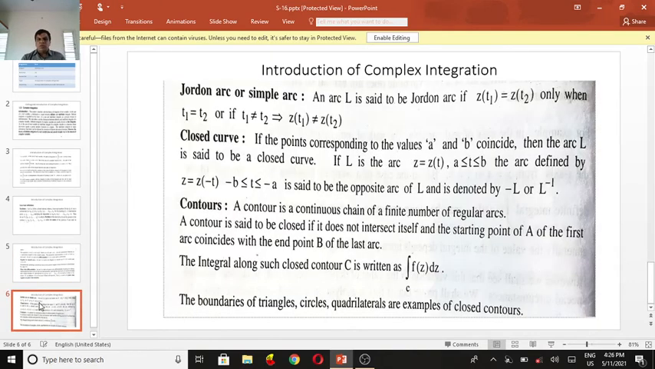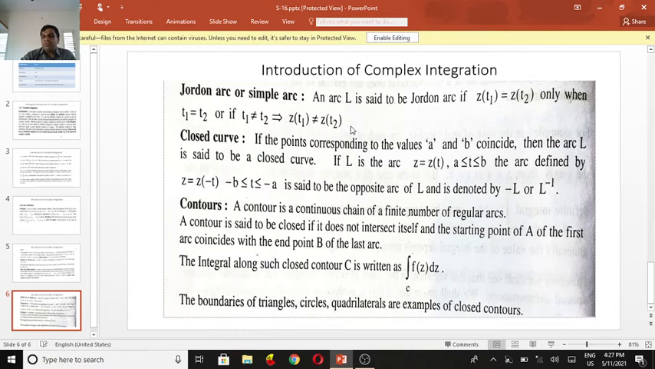Now one more simple arc, called a Jordan arc. What is a simple arc? The definition: an arc L is said to be a Jordan or simple arc if z of t1 is equal to z of t2 only when t1 is equal to t2. That is, if t1 is not equal to t2, this implies z of t1 is not equal to z of t2. This is called a simple arc.